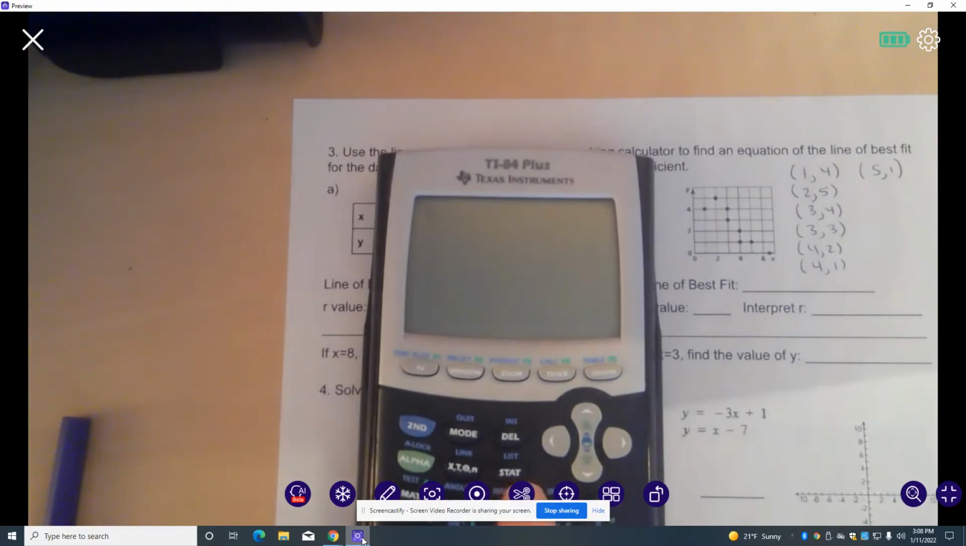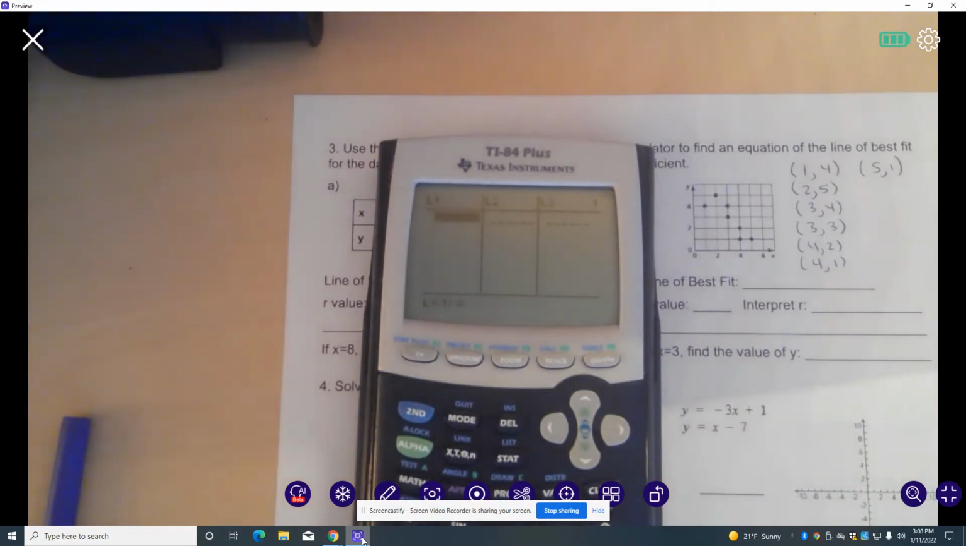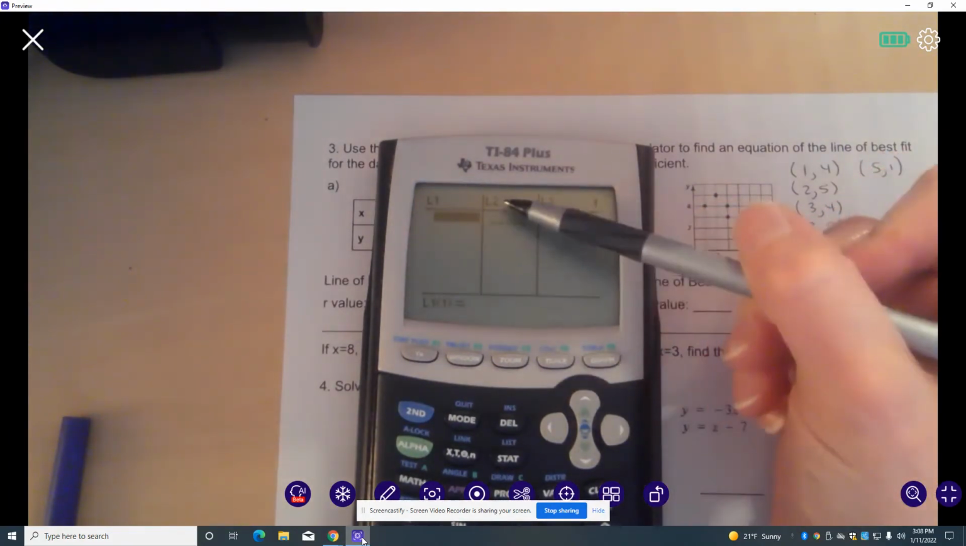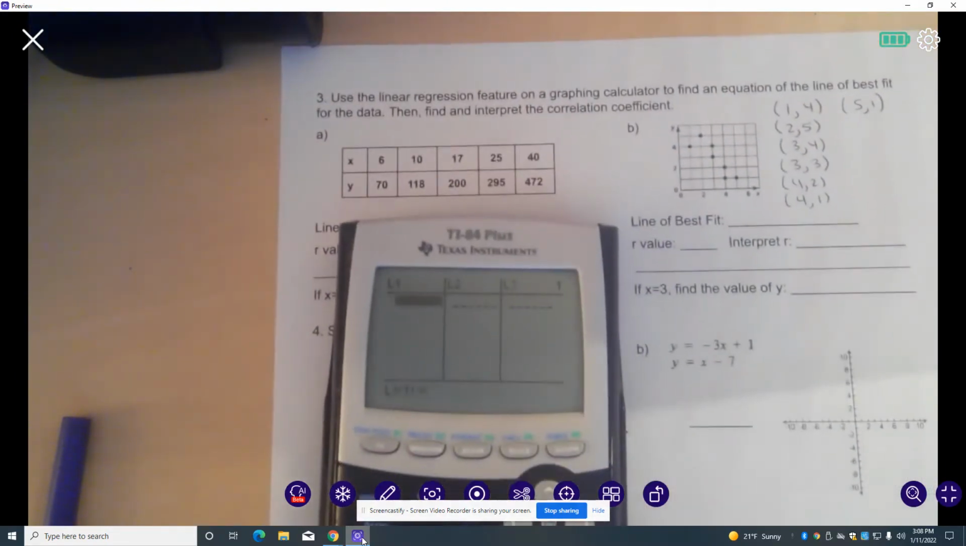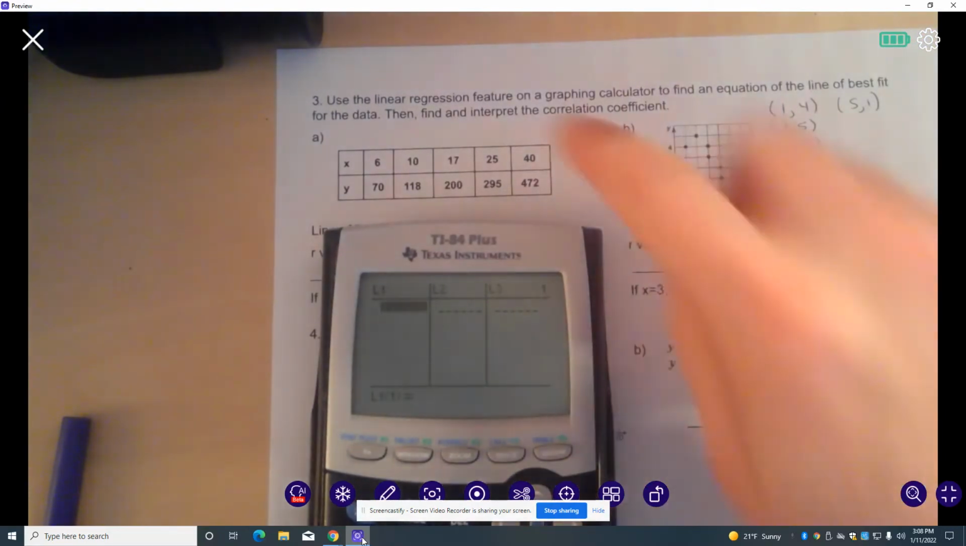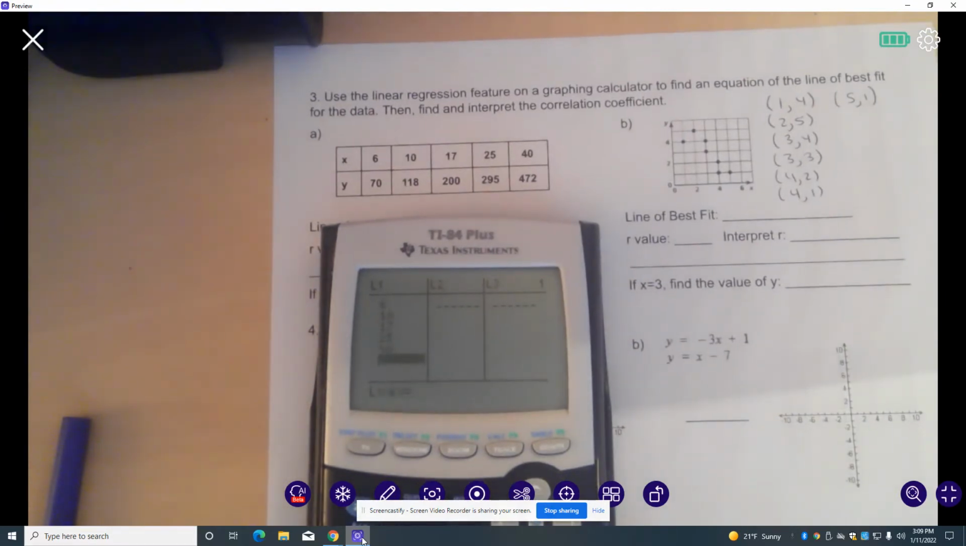Okay, so remember, we're going to go to the Stat button, and we're going to edit our list. So hit Enter to edit our list. List 1 is where we'll put our x values, and list 2 is where we'll put their corresponding y values. So they give these values to me in a table. So I'm going to go ahead and put these points in. So I'll go 6, enter, 10, enter, and so on. Those are all my x values. I'm going to go over and type in my y values. And now I'm ready to use my linear regression feature.